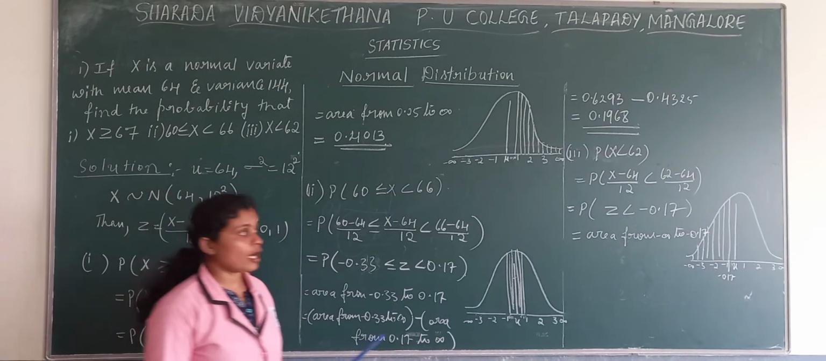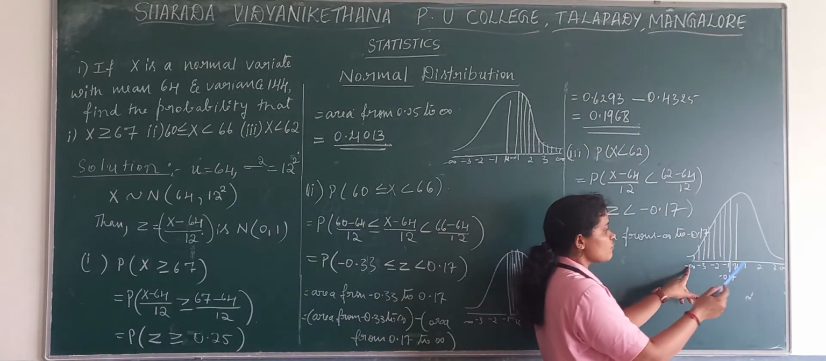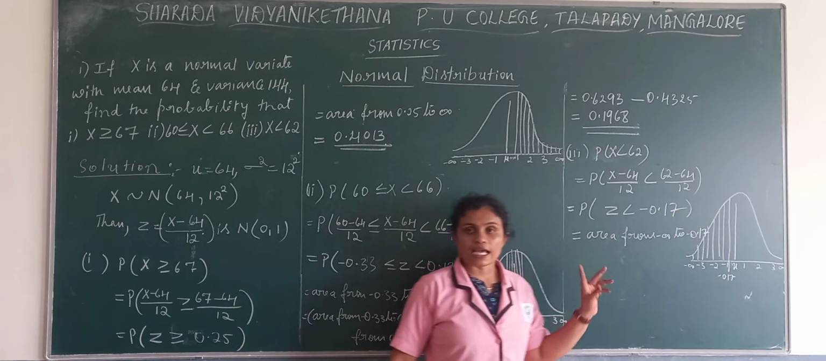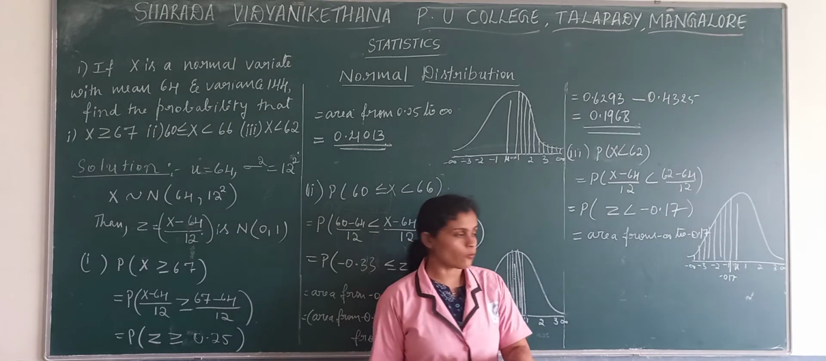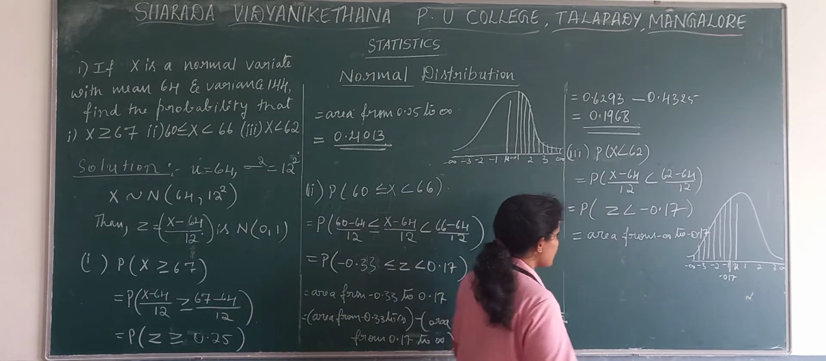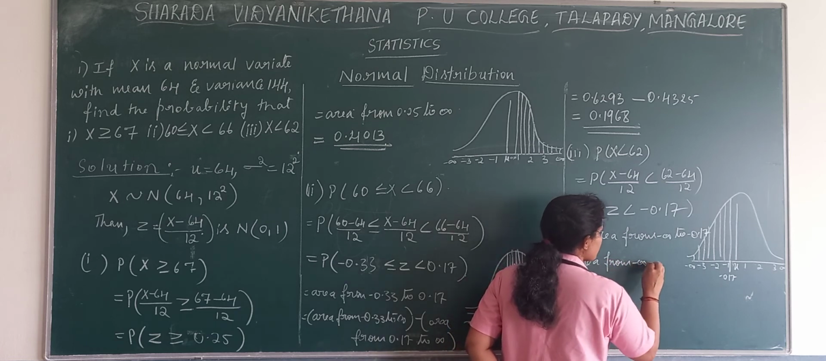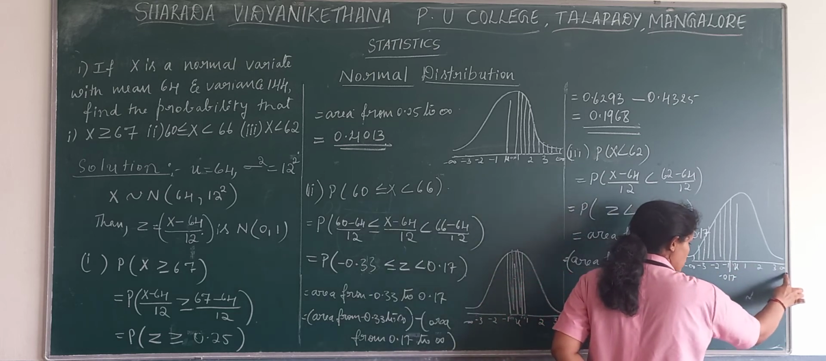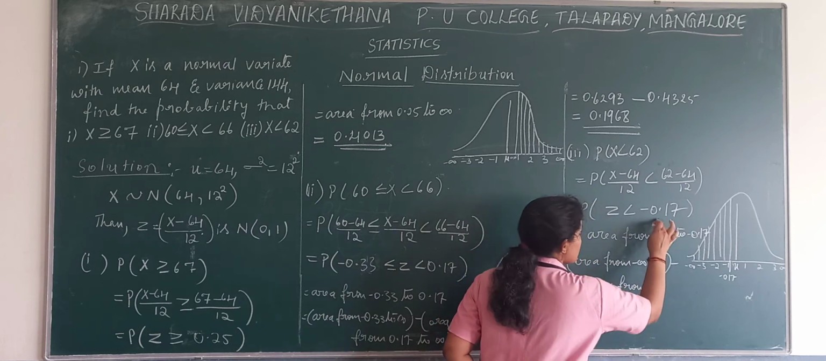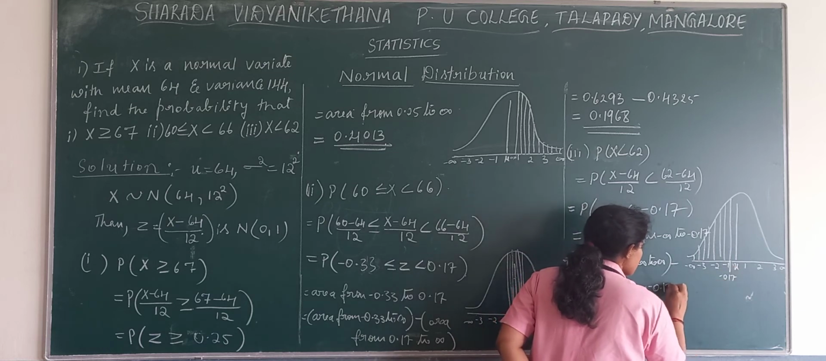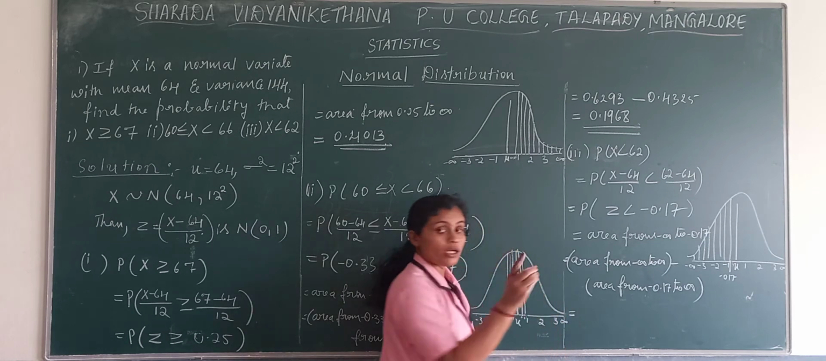Now how to find out the value of that area? See here, in case of less than, how do we find it? What is the area under the normal curve? It is 1. Area under the normal curve is 1. So in case of less than, it's always the area from minus infinity to positive infinity, from that, the area from minus 0.17 to positive infinity. From this, if we deduct this, we get the value of Z. What is that? See here.